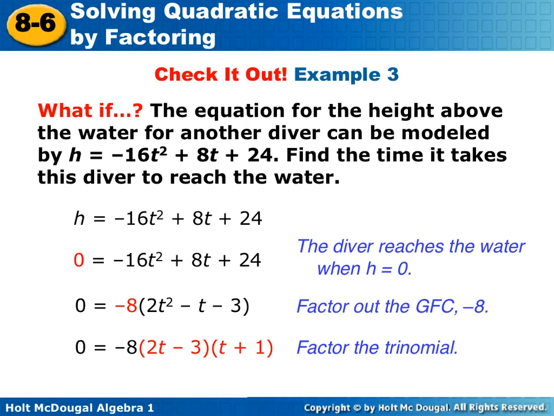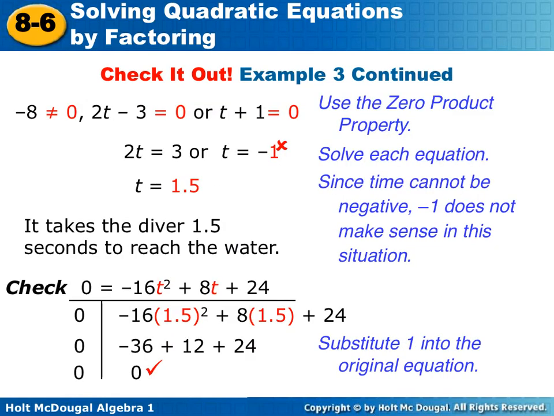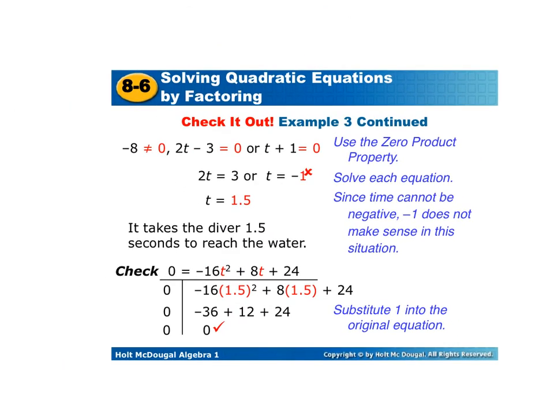Same problem, but it's another diver, and they're giving us a different equation for this diver. So once they pulled out a GCF, then you factor what remains. Again, you're going to set it equal to 0. This was a throw out the negative answer. This time it happens to be the whole number, and then they get 1.5 seconds for this diver to reach the water.